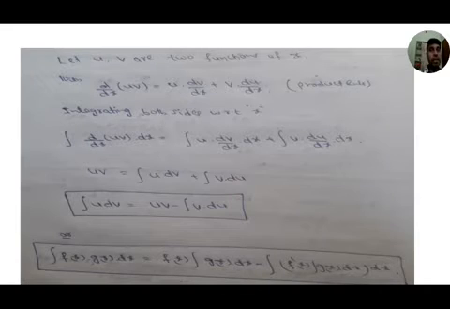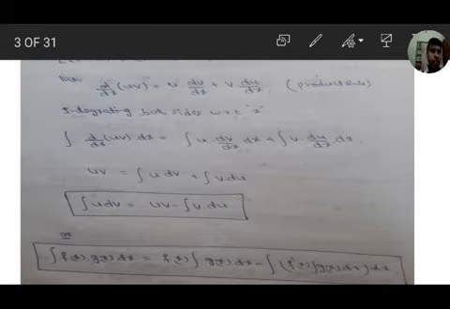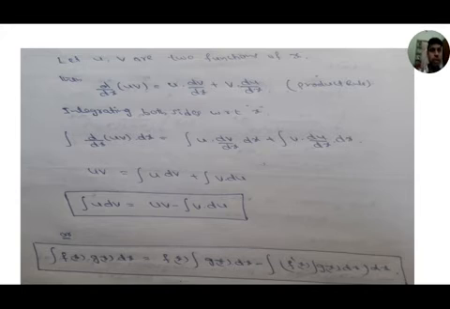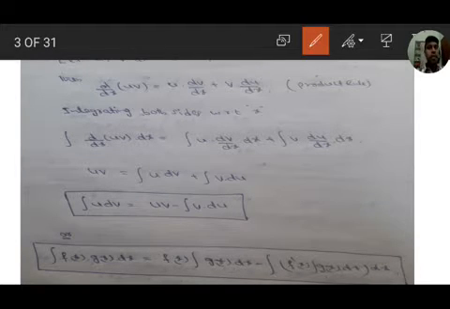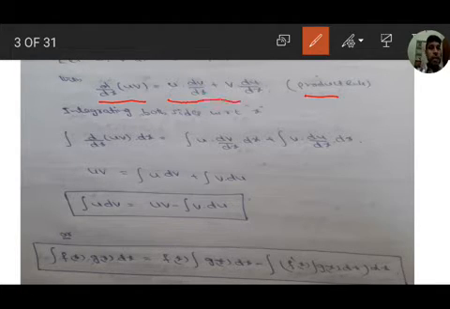What is the method? Let u, v be any two functions of x. Then we know that the derivative of u into v, d by dx of uv, by the product rule is u into dv by dx plus v into du by dx.